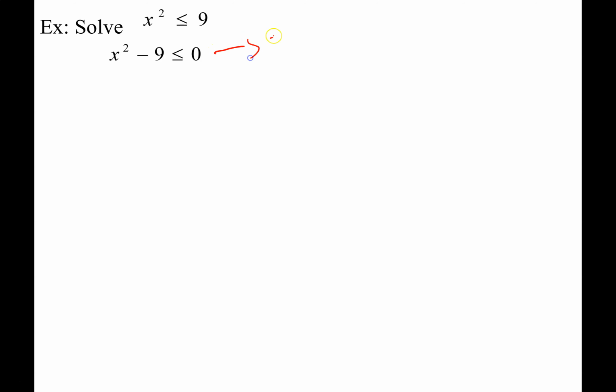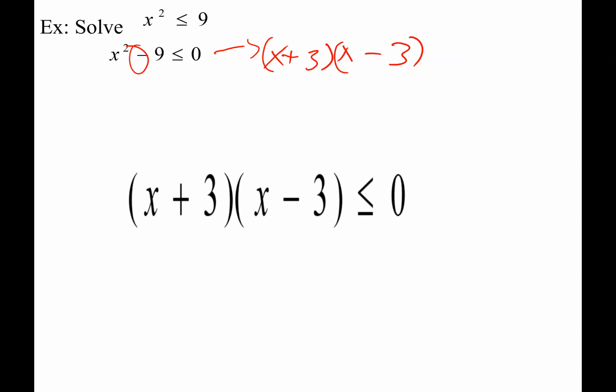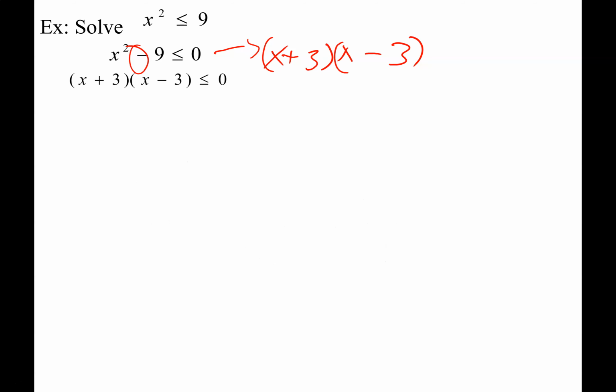So a difference of 2 perfect squares would look something like this. We know that x squared is a perfect square. That's what we have, x and x. 9 is a perfect square, so that should be 3 and 3, right? Because we have our negative here, one should be positive. The other one has to be a negative, correct? So we have it as an inequality. So now we have our factors. x plus 3 times x minus 3 is less than or equal to 0.